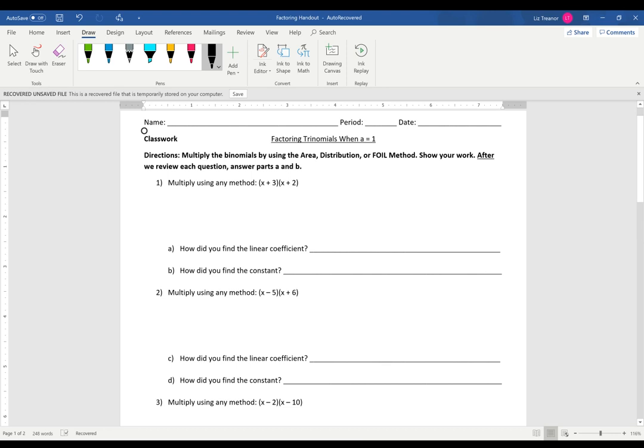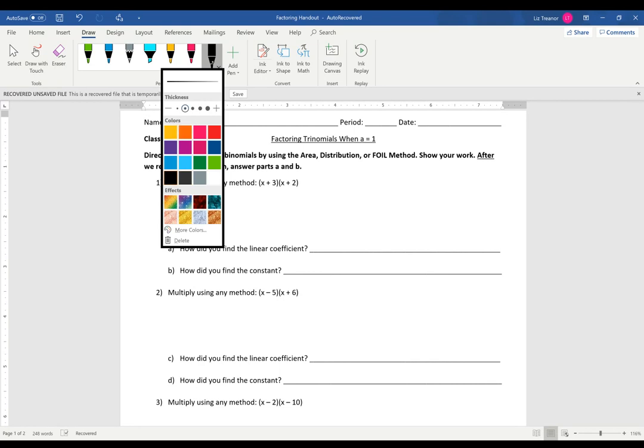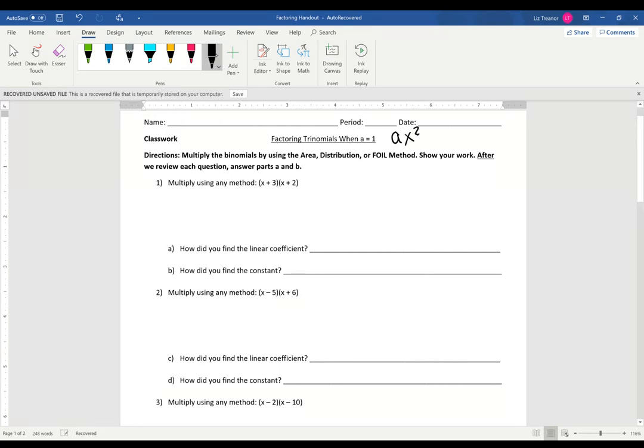Today we're going to be learning how to factor trinomials, when a equals 1. Just as a reminder, you could take a look at the picture in Google Classroom as well. A trinomial in standard form is ax squared plus bx plus c. So a is just the number in front of x squared, and in every example that we're going to look at today, that number is always 1.